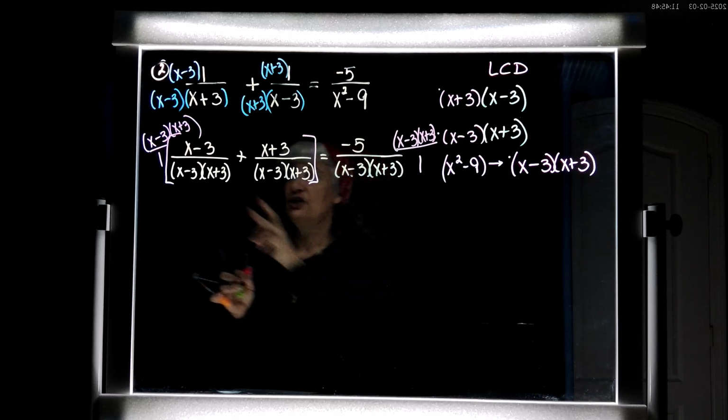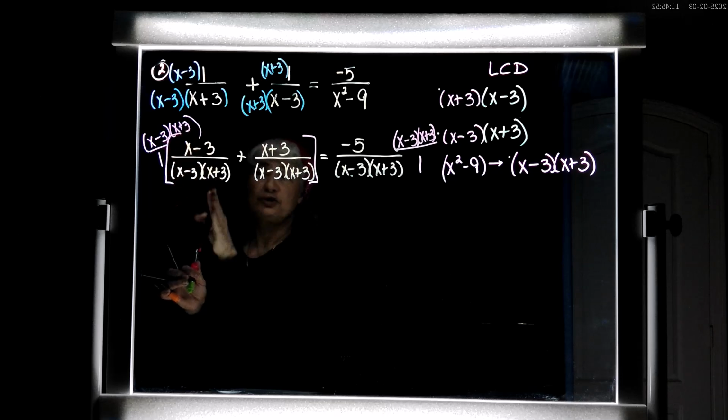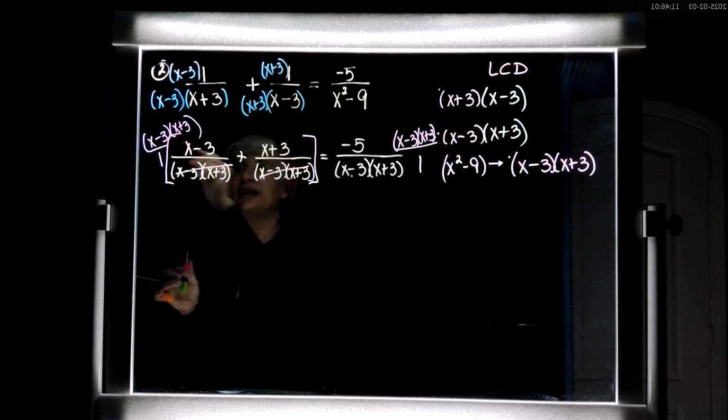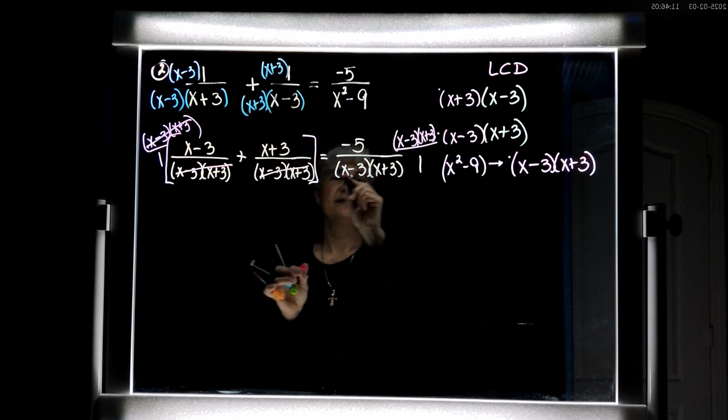So remember on the left, you are taking this polynomial and multiplying it by the first fraction. So it distributes and it cancels. But you're also taking it and multiplying it to the second one, so that denominator also cancels. Good? Same thing over here.